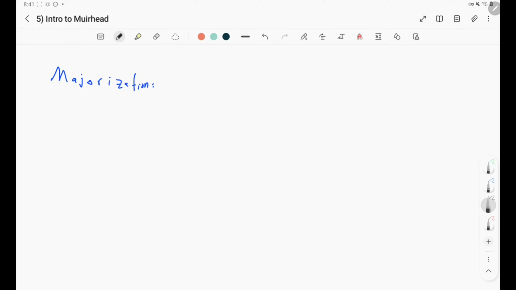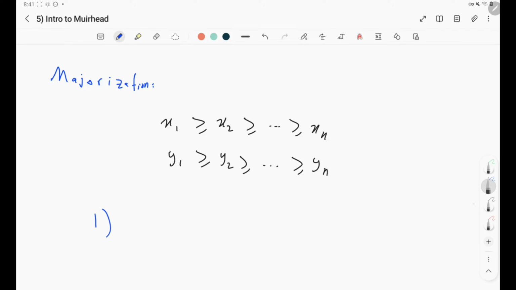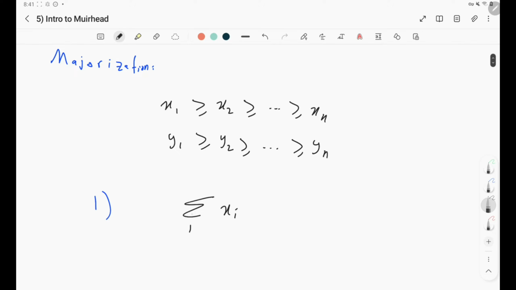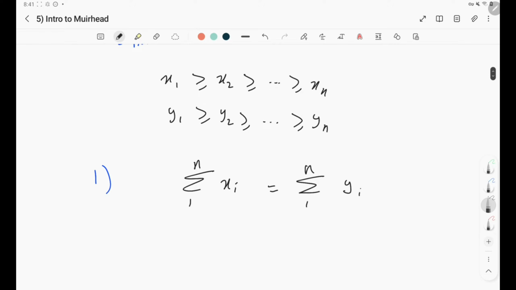What exactly is majorization? Let's say we have two sequences. The first sequence is sorted in decreasing order, and we also have another sequence that is also sorted in decreasing order. Of course, these are just any real numbers. Okay, now we're going to have the following conditions. Condition 1, the sum of the first sequence, from 1 till n, is equal to the sum of the other sequence, also from 1 to n. Okay, this is condition number 1.